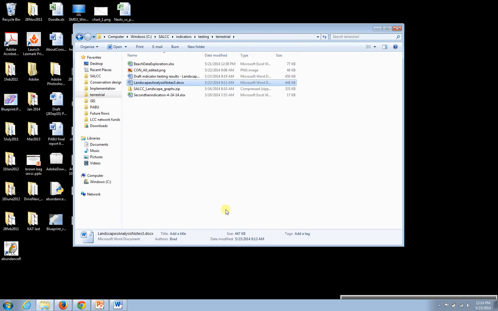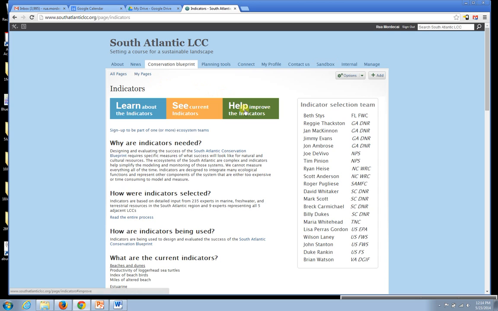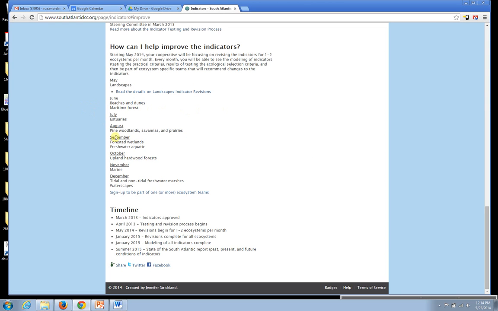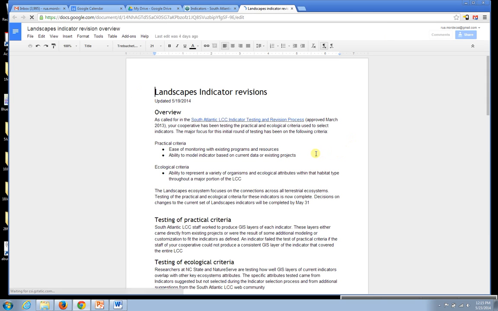I just wanted to point out one more time, I'm going to show you, if you haven't already gone and seen some of the details. Here we are on the South Atlantic LCC website. You go down to indicators, and you can go down to help improve indicators. Under the landscapes tab, there's the read the details on landscape indicator revisions. The link in the document I originally sent out is actually a live updated version. You'll see it was last updated on the 19th. Since you've probably looked at it, we've added some additional information on things like the ecological criteria.